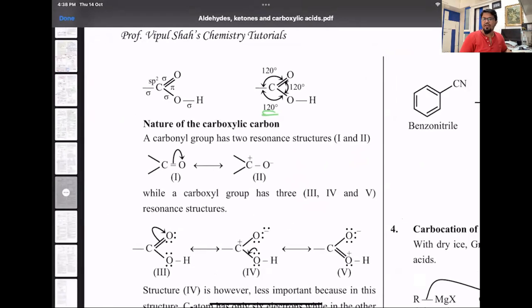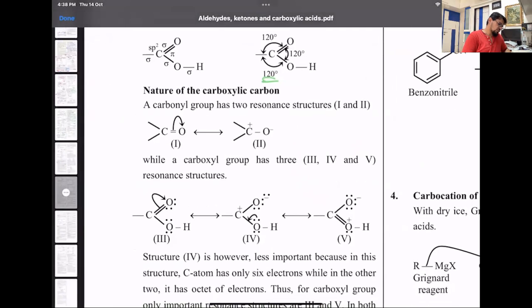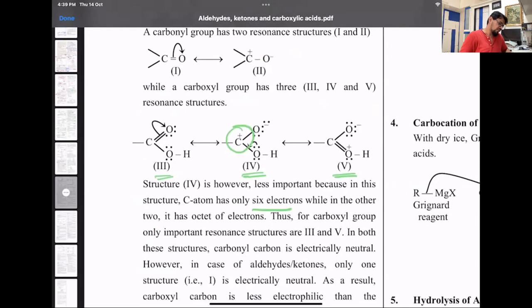Okay. The different resonating structures, what you see, structure 1, structure 2, 3, 4, and 5, the different resonating structures where the pi electrons and the lone pairs are moved. Structure 4 is the least important, it says over there. Now, why is structure 4 the least important? Because carbon doesn't have a complete octet. It has a sextet and a positive charge. Carbon has only 6 electrons, whereas the other 2 have a complete octet.